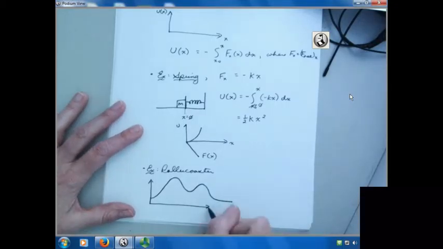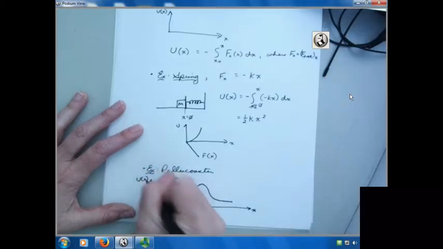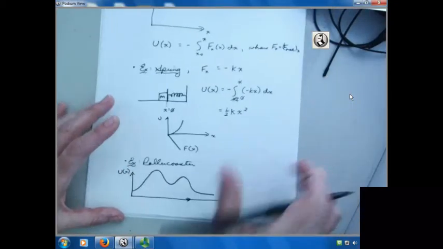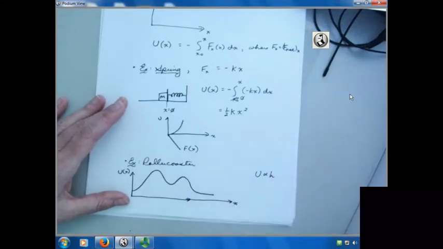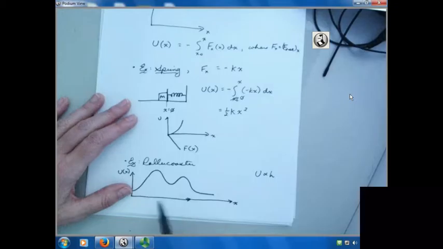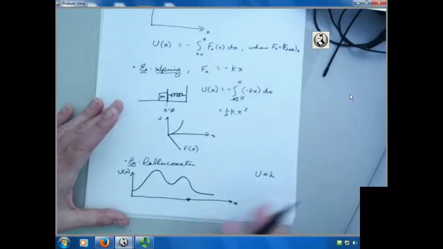So, here's my x-axis, and here's u as a function of x. The cool thing about roller coasters is that they're just moving in gravity, and so u is proportional to height. So you can just take a picture of the roller coaster, and you have a pretty good plot of potential energy as a function of location.